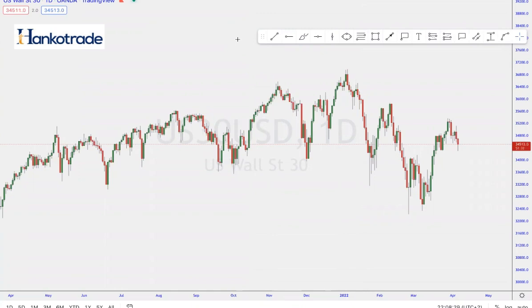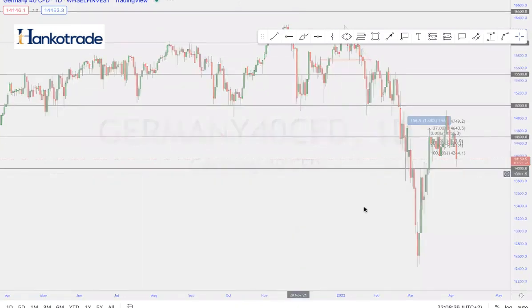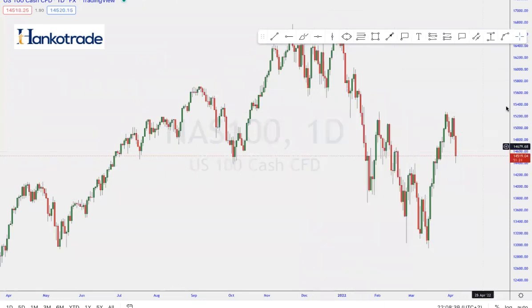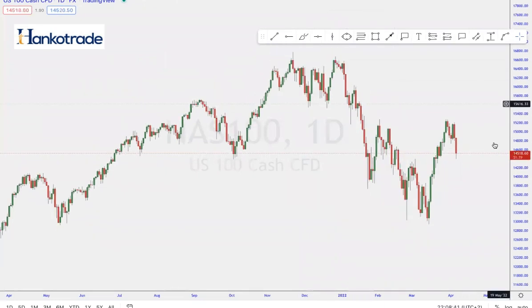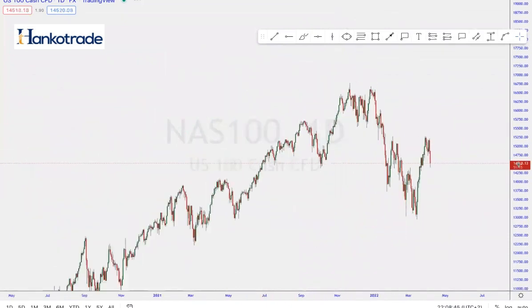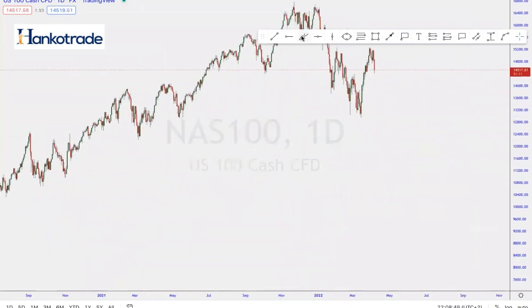So in today's video, what I am going to be showing you guys is how to properly identify your market structure and really get to understand where the market is going. Because I think this is an important piece in your trading that you need to understand how to spot and identify structure.